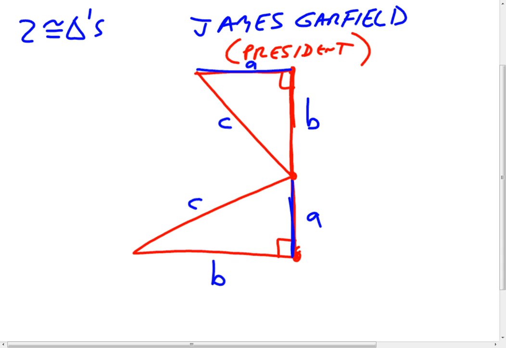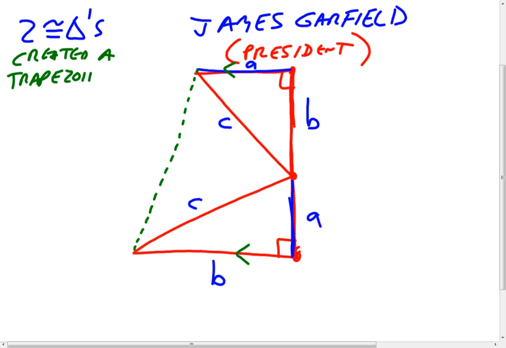And what he did was he used a trapezoid method. He connected this with this. Pulled a dotted line from those 2 points. Because you got right angles here, this is parallel to this, so this is a trapezoid. He created a trapezoid. Then he just started playing with variables.